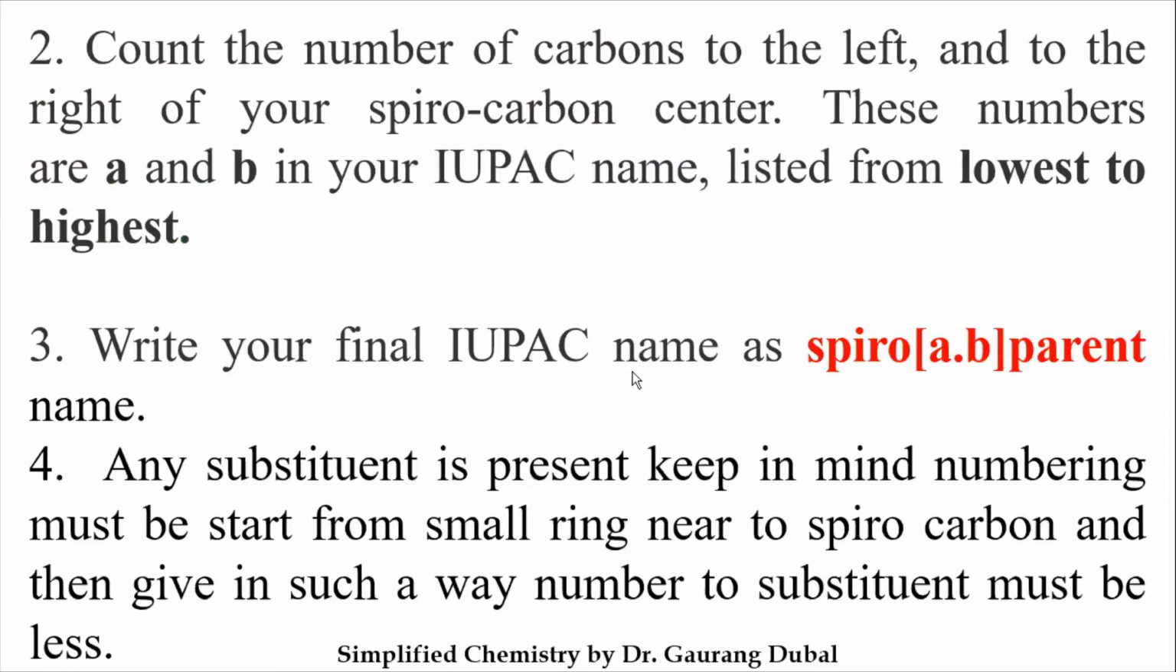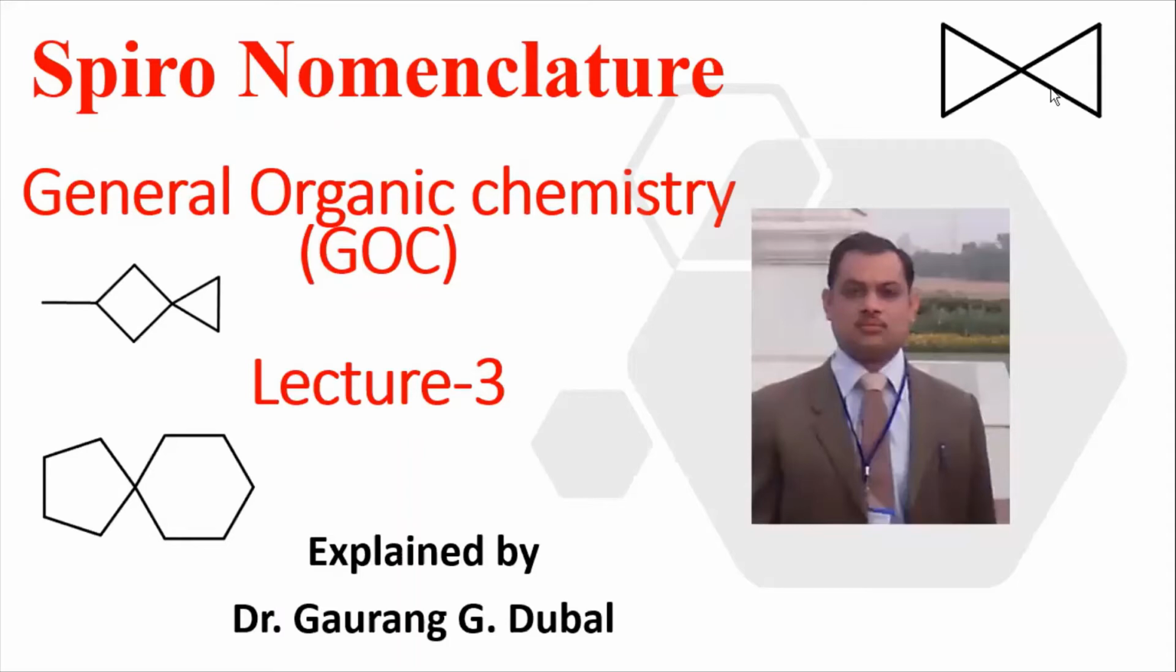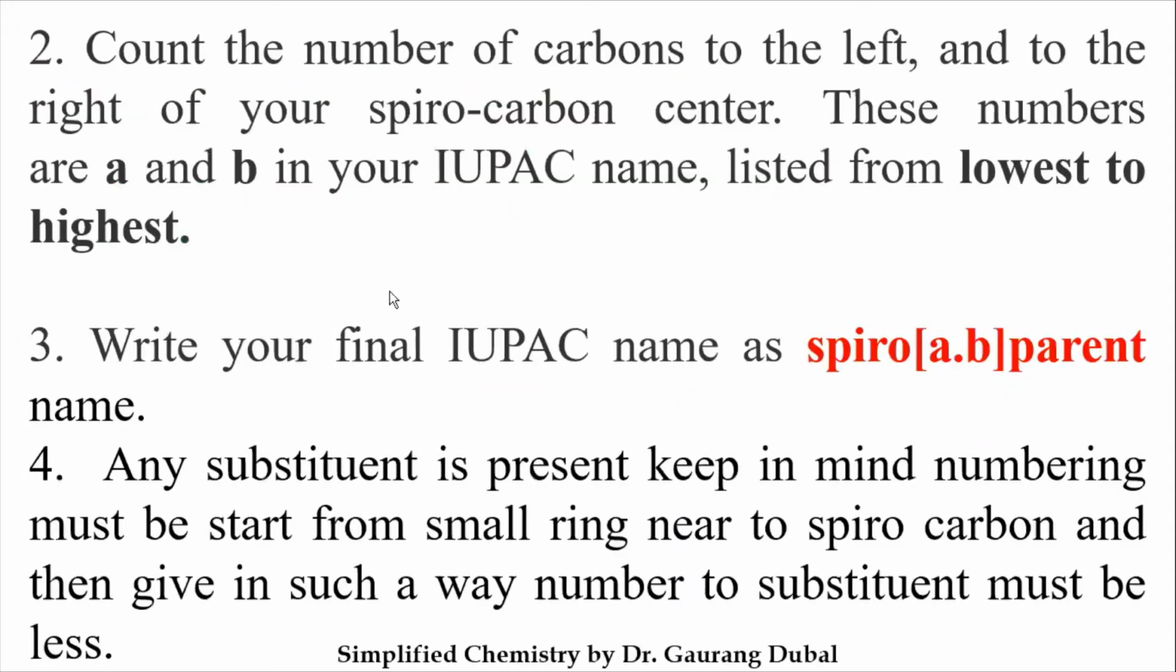Let's see the second rule. Count the number of carbons to the left and to the right of your spirocenter. This is called the spirocenter. Now what you have to do is check both sides and calculate the carbons. So the second rule tells us we have to count the number of carbons from both sides of the spirocenter. These numbers are A and B.